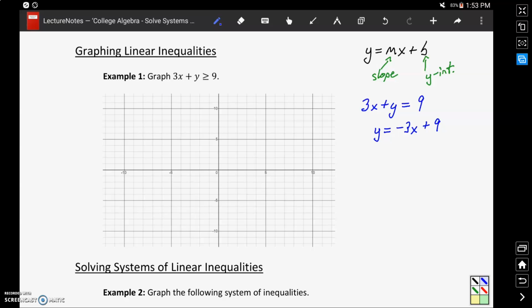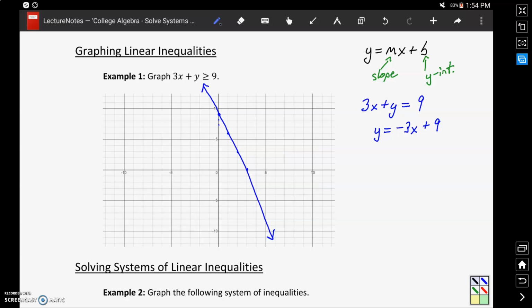To continue graphing this inequality, what we can do is start by first plotting a point at that y-intercept, (0, 9), and then using our slope of -3 to tell us that we would go down 1, 2, 3, and then over 1 to find our next point. We could continue to repeat that to find additional points, and then draw the line represented by that equation. So what we've graphed is the line y equals -3x plus 9.